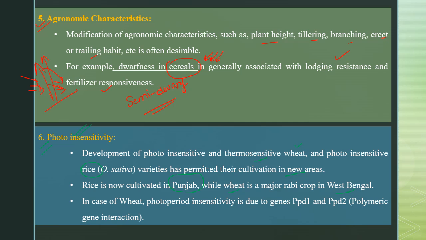In the case of wheat, the photoperiod insensitivity is due to two genes. There is PPD1 and PPD2. These are the photoperiod insensitivity genes, and they show polymeric gene interactions.